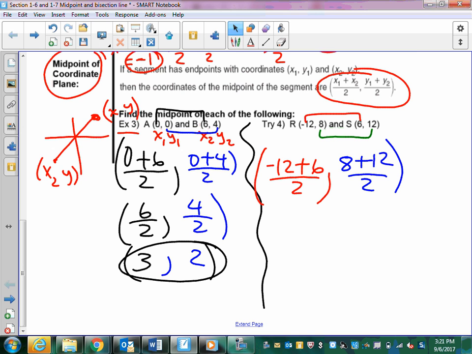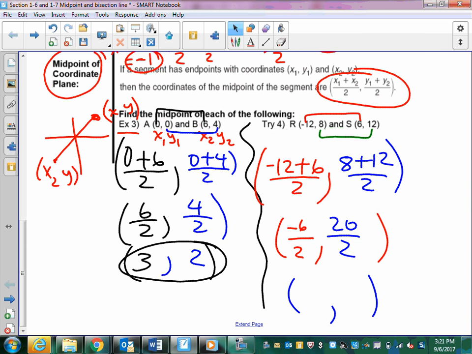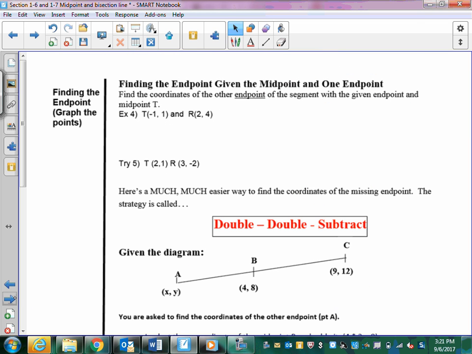Okay, so what is -12 plus 6? That gives you -6 divided by 2, right? 8 plus 12 is 20 divided by 2. So what is the coordinate here? Write it down.